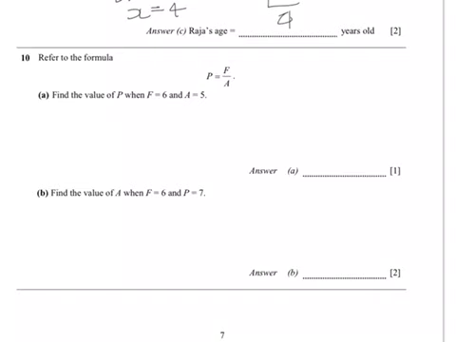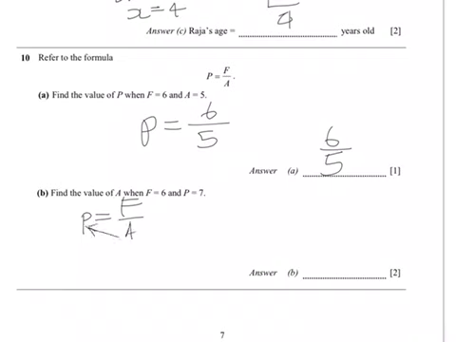Okay, so P equals... find the value of P when F equals 6 and A equals 5. So you can leave your answer this way, no problem. And find the value of A. So if some of you want to find A as a subject, cross multiply. So AP equals F, and P goes down, divide by P, so A equals F over P. So A is equal to 6 over 7, so it's 6 over 7.